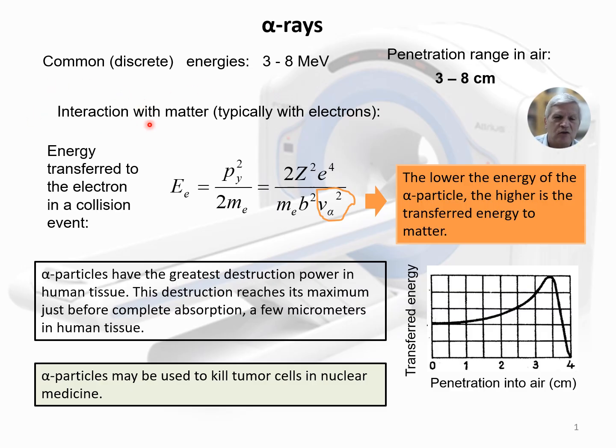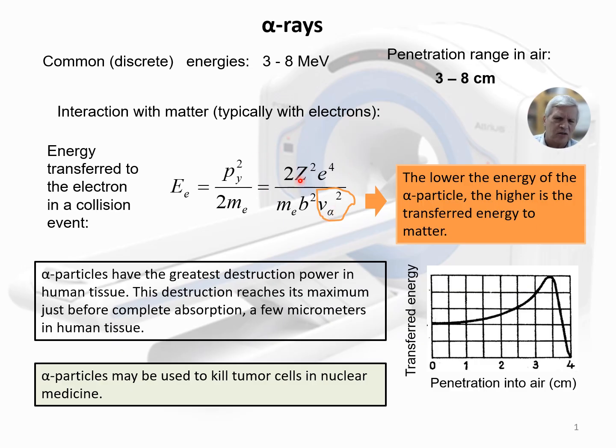What does it mean, that interaction with matter? Mostly, the mechanism which is responsible for the energy transfer, because this is what we are interested in, is collision with the electrons. So this is the energy transfer to the electrons, described by this formula. Don't be afraid of this formula. The only thing I would like to emphasize is that in this formula there are several parameters, but this is here the velocity square of the alpha particle. The velocity square is proportional to the energy of the alpha particle. The other parameters are here.